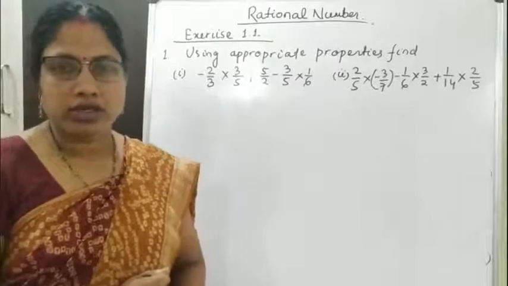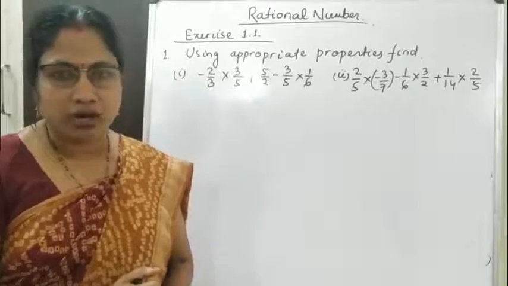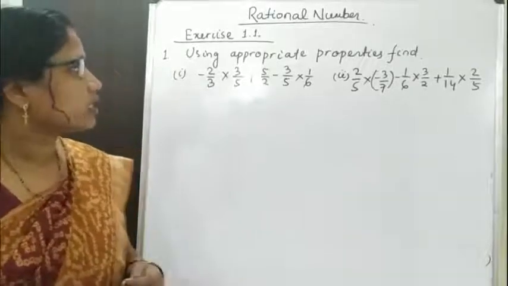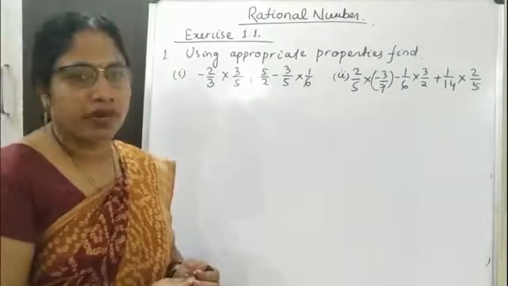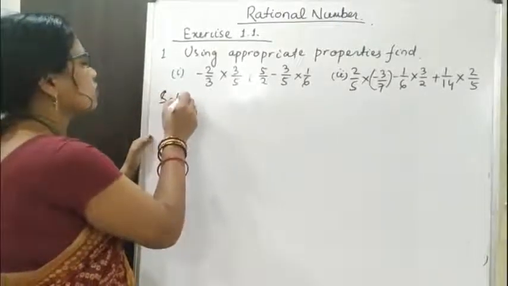Dear students, let us discuss exercise 1.1 of the chapter Rational Numbers. The first question is: using appropriate properties, find. So first is, this is the solution.